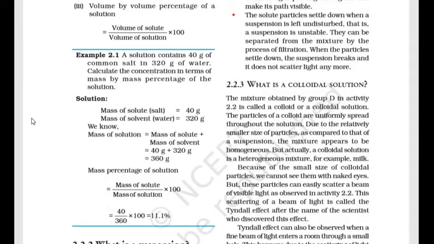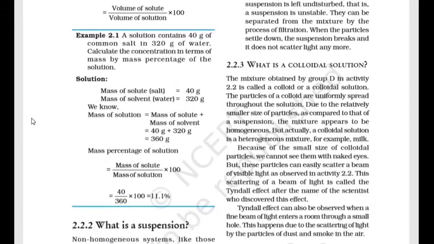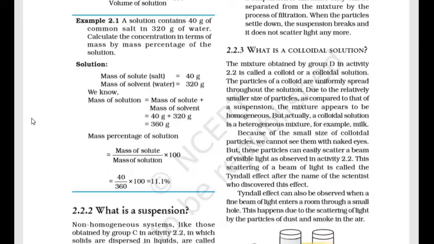Now the first example is a solution that contains 40 grams of common salt in 320 grams of water. How can we calculate the concentration in terms of mass by mass percentage? Since we know the formula, first of all we should write down whatever is given in the question. So we are given 40 grams of common salt, which means the salt is the solute in this case. So the mass of solute will be 40 grams. And next comes the mass of the solvent, which is 320 grams.